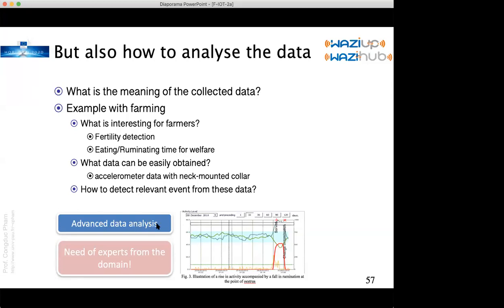You need advanced data analysis. But as you can see in the picture here, the box on advanced data analysis is much smaller than this box. It's done on purpose, because no matter how advanced your data analysis is, if you don't have the expert from the domain, you won't be able to say that here this is the rumination time, here this is the activity time, here it is something else. So you need to keep that in mind. At the first stage, if you want to make anything valuable from your data, you really need the expert from the domain. That's true for agriculture, for farming, and for a lot of applications.